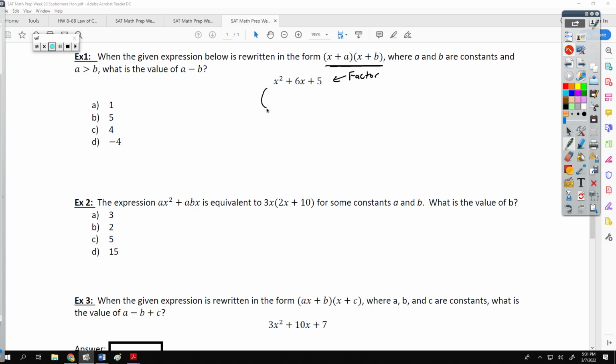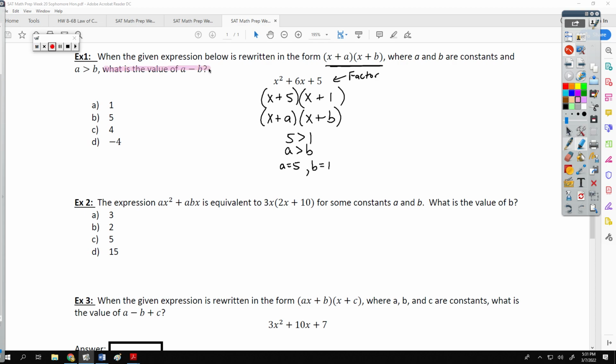So we're looking for a pair of numbers that multiplies to 5 and adds to 6. Everyone in here should be able to correctly identify that those values are 5 and 1. So if we look at that as compared to the expression in the problem, x plus a, x plus b, we should see that since 5 is greater than 1 and a is greater than b, that a is 5 and b is 1.